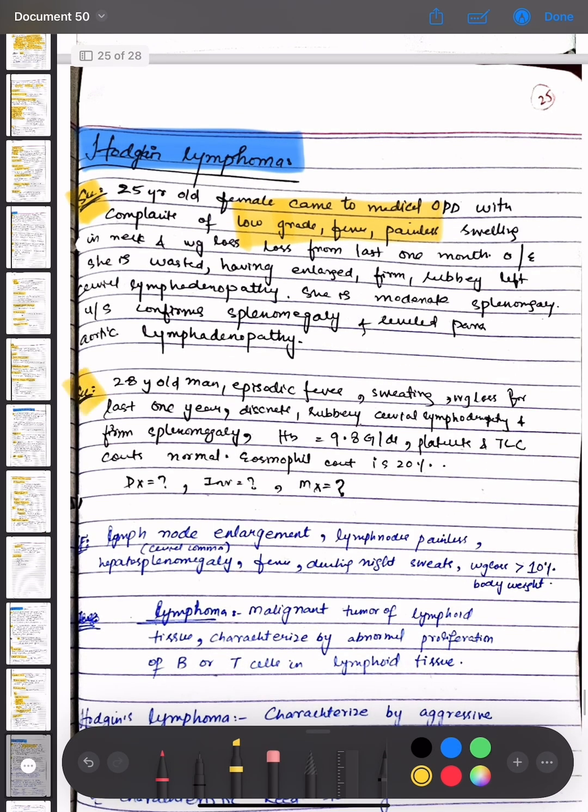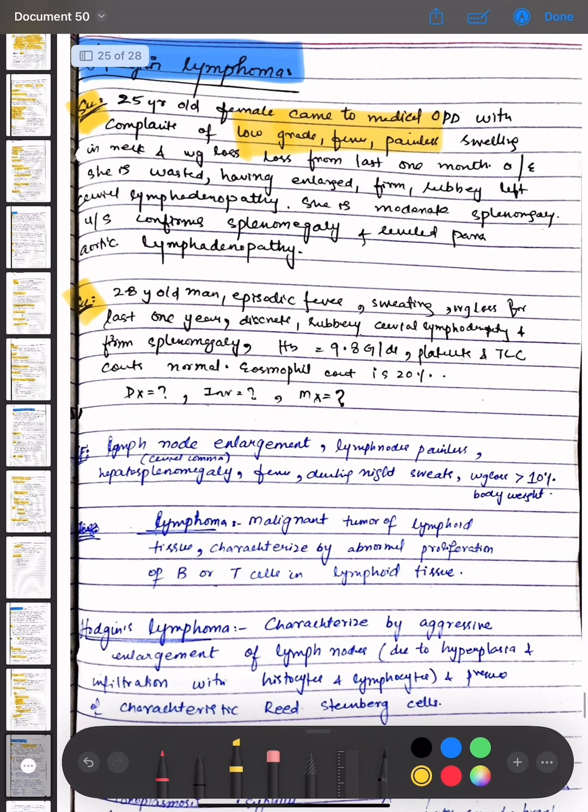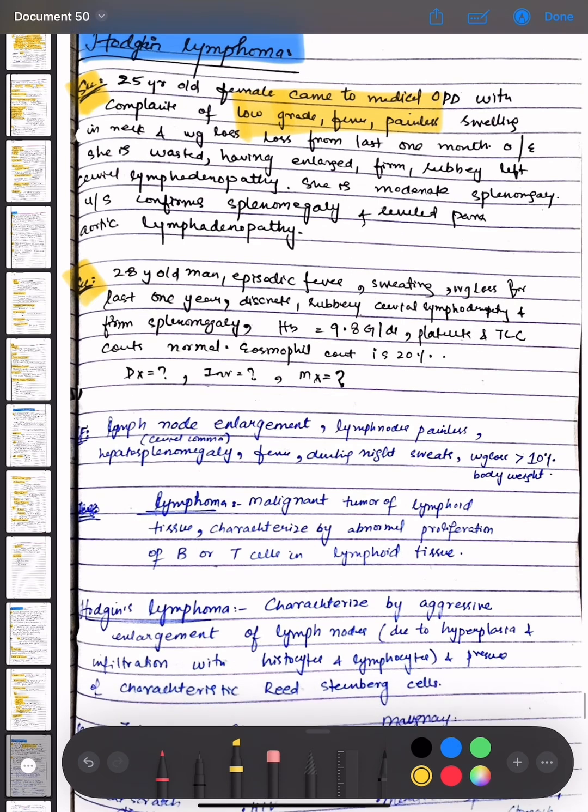Another scenario is a 28-year-old man with episodic fever, sweating, and weight loss for the last 1 year, discrete rubbery cervical lymphadenopathy, and splenomegaly. HB is 9.8 gram per liter. Platelets and TLC counts are normal. Then eosinophil count is 20%. So what is the diagnosis, investigation, and the management?